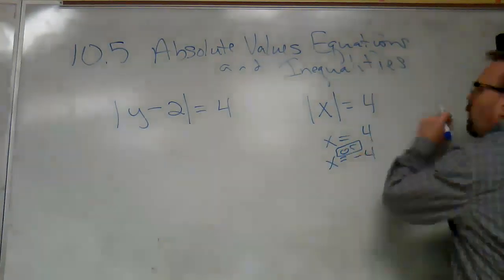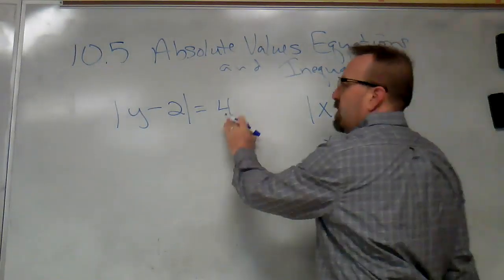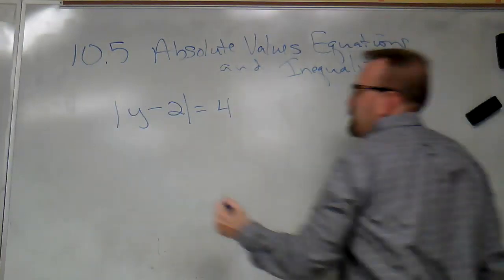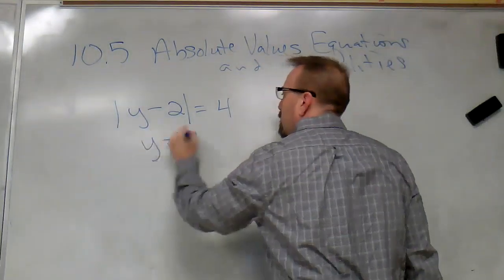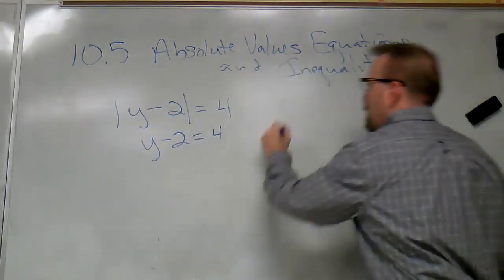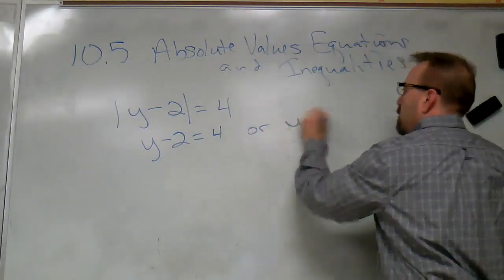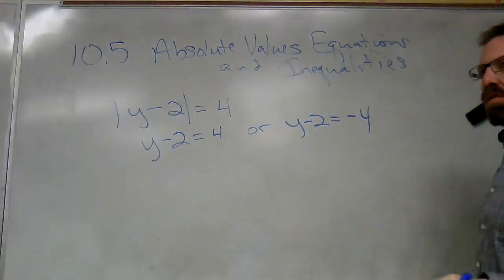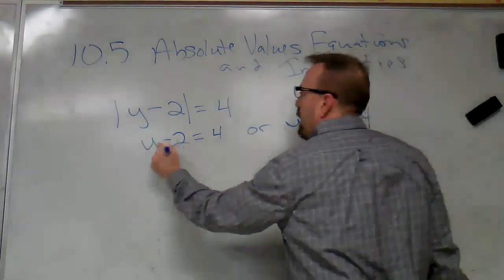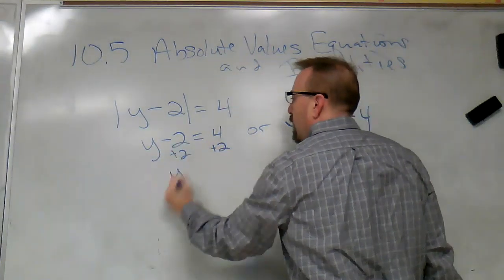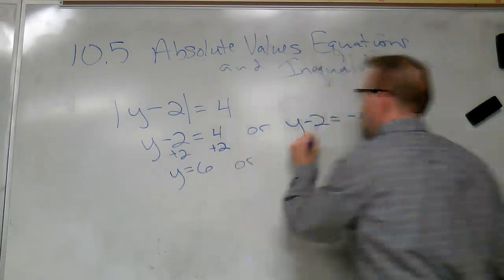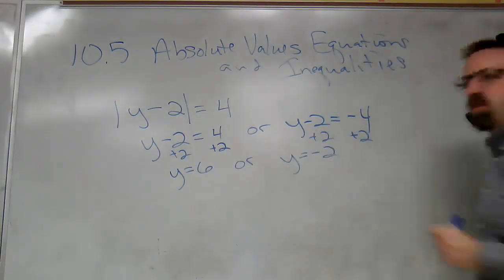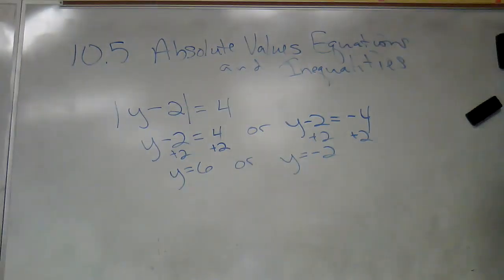So how we're going to work that then, just like this one, we said it could be 4 or it could be -4. So we're going to set up 2 different problems. We're going to set it up exactly like it appears, or we're going to set it up as -4. Now we have 2 separate problems. We can solve each one. We know how to do this. Add 2, so y would equal 6. Or if we add 2, y would equal -2. So we will be getting 2 answers on each of these.